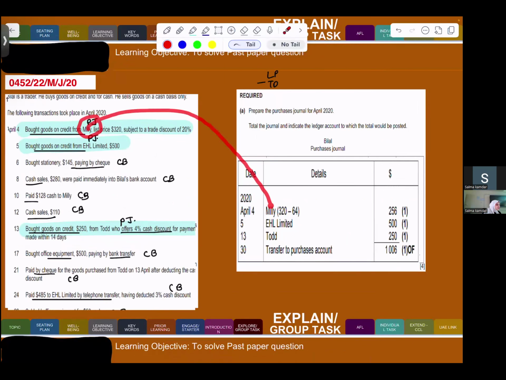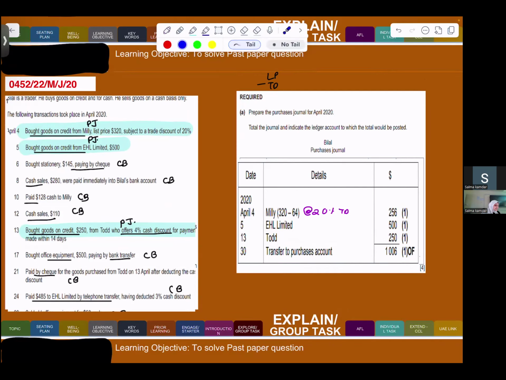Now, bought goods from Todd and he gives cash discount. It is important to note cash discount will not come here. So I will just write Todd. I will write the amount. I would do the total on the last date.